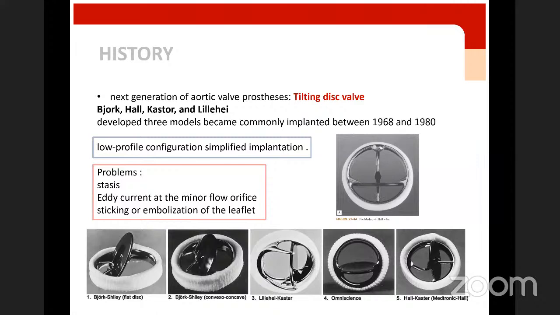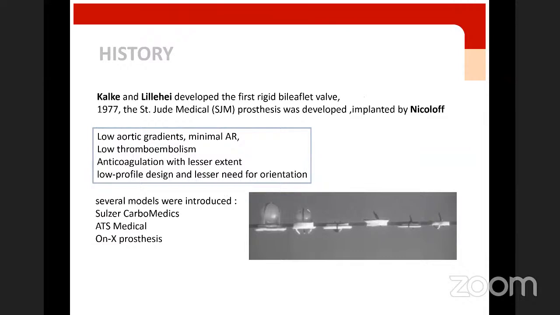Later on, Kalke and Lillehei teamed up and made the first rigid bileaflet valve, which had limited clinical use at the beginning. But in 1977, the St. Jude Medical valve came out for the first time, implanted and developed by Nicoloff and his group. Then, over the following decade, St. Jude Medical became the standard and nearly obviated all other kinds of mechanical valve prostheses worldwide.